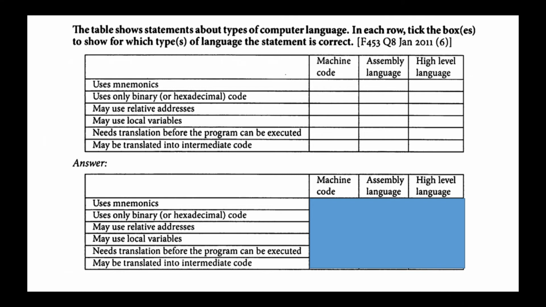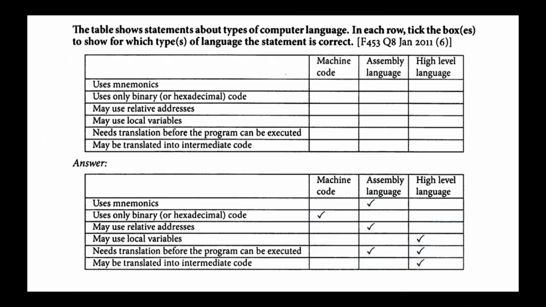What I can remember is that using mnemonics is assembly language. Uses binary or hexadecimal code is machine code, as it is in binary code. It is the low-level language. May use relative addressing is assembly language. May use local variables is the high-level language. Needs translation before the program can be executed is assembly language and high-level language. May be translated into intermediate code is the high-level language.